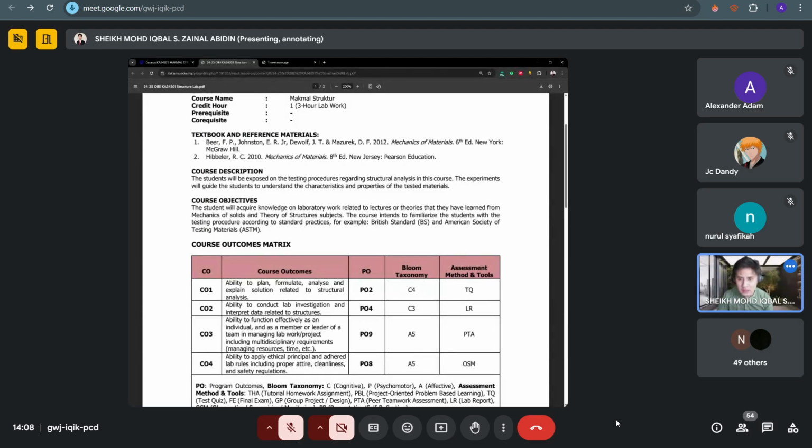All right. So the course description is the student will be exposed to the testing procedure regarding structural analysis. The experiments will guide the students to understand the characteristics and properties of the tested materials. All right. So previously, during my time, we were given a guide, a manual, and so on. They showed everything. So we just follow the guide and so on, right?